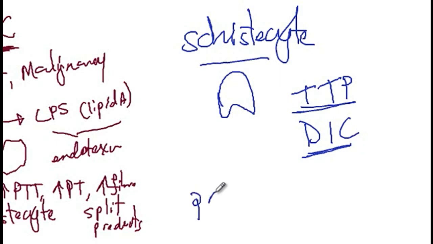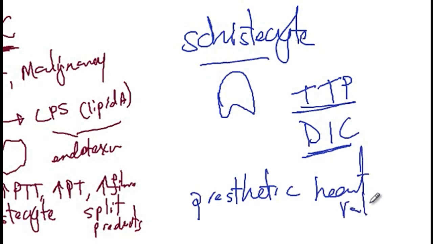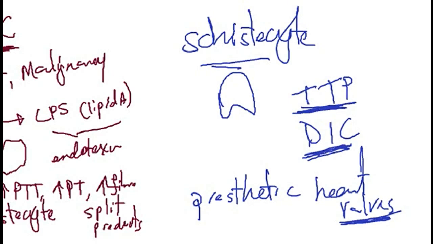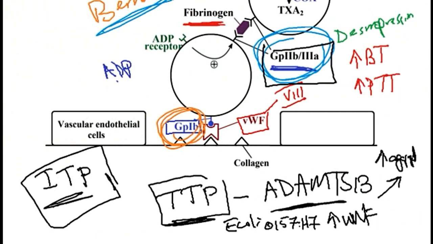And then finally, patients that have prosthetic heart valves, these valves are too harsh for the red blood cells, and then again it can cause damage to them and their shape will start to change. So just keep that in mind. TTP, DIC, and prosthetic heart valves are associated with the formation of the schistocytes. So these disorders were all associated with the primary hemostasis.